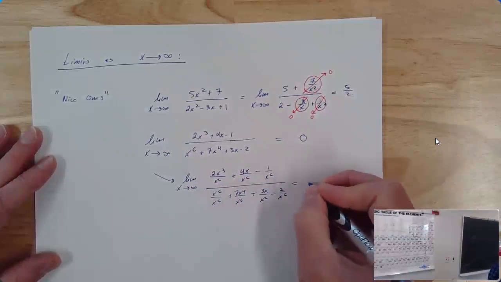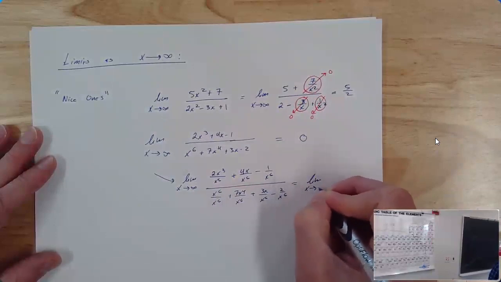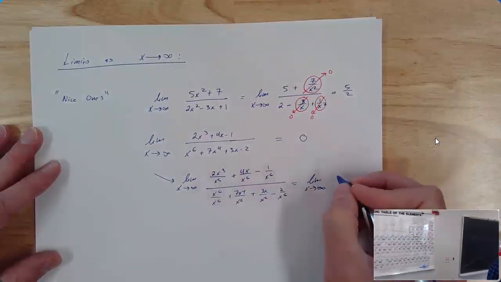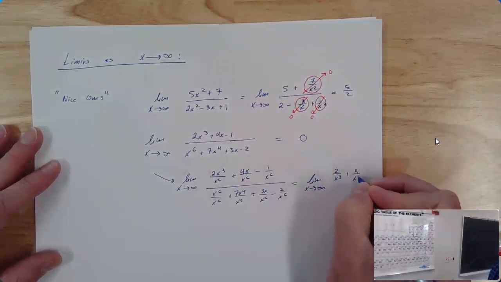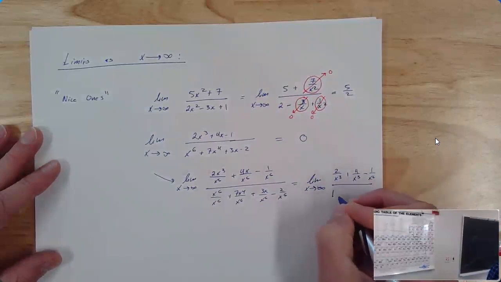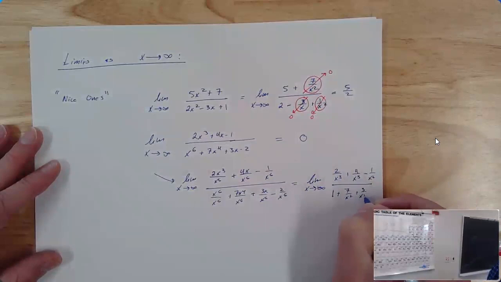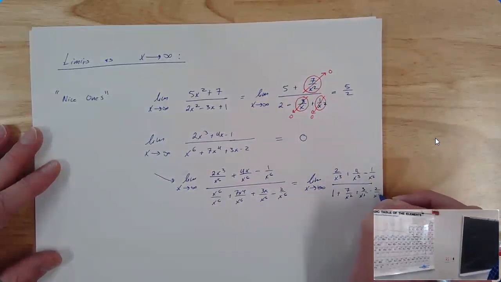And then simplifying all those terms, we have the limit as x goes to infinity of 2 over x cubed plus 4 over x to the 5th minus 1 over x to the 6th, all divided by 1 plus 7 over x squared plus 3 over x to the 5th minus 2 over x to the 6th.